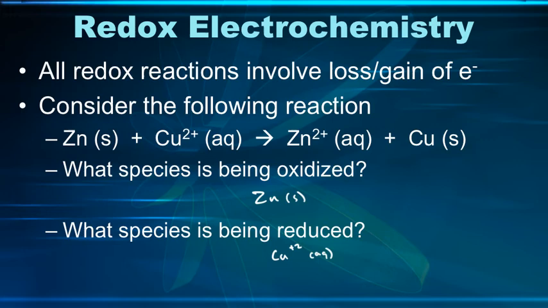Okay, so the zinc is being oxidized. It's going from an oxidation number of 0 to +2. It's going up, so it is losing electrons, right, LEO. And the copper 2 ions are going from +2 to 0, so it is gaining electrons. It is getting reduced.